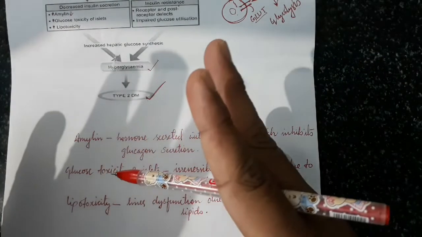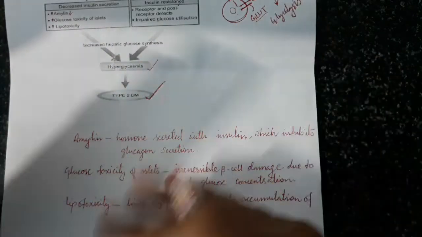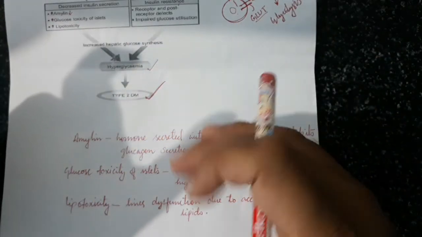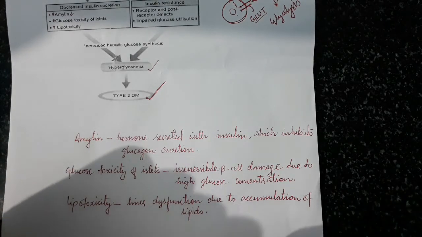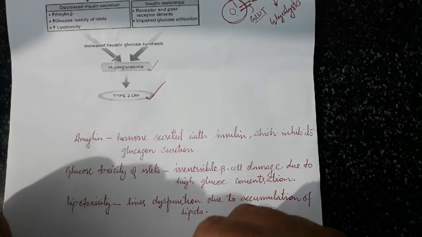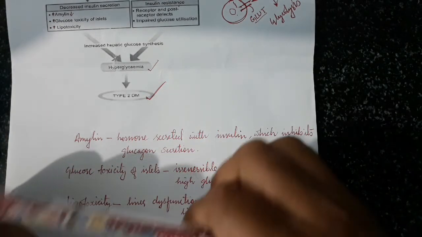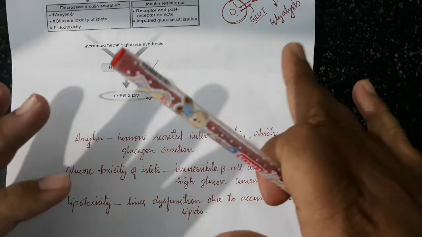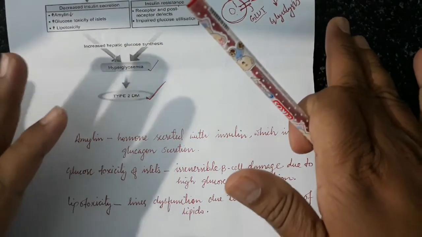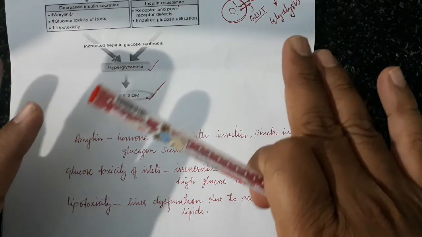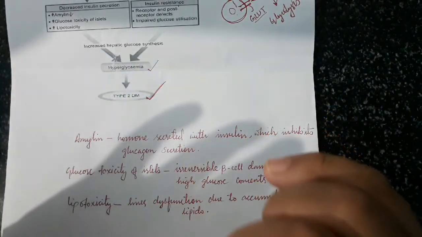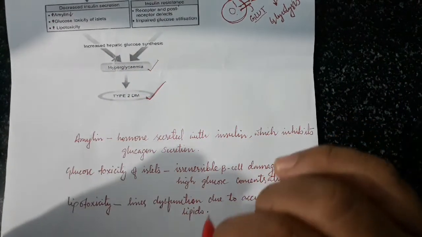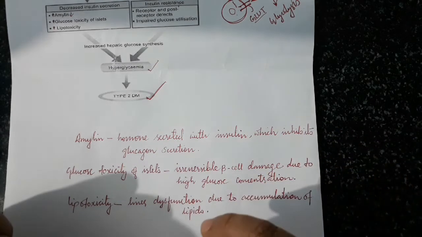Better you write in columnar form and write mostly about the etiology and symptoms. Then you can finish this topic by drawing the flowcharts for type 1 diabetes mellitus and type 2 diabetes mellitus. But the keyword you have to remember in type 1 diabetes mellitus is beta cell damage, whereas in type 2 the keyword is insulin resistance.